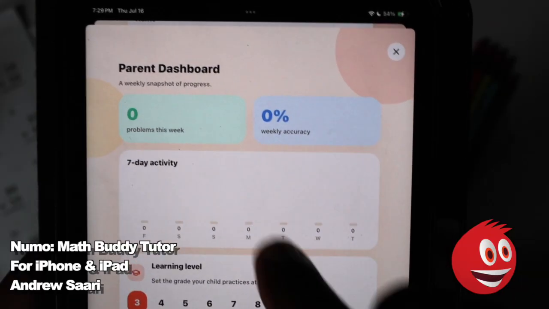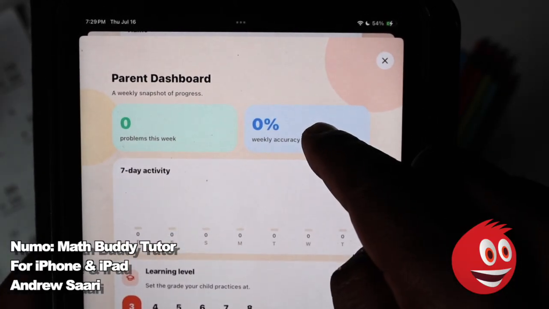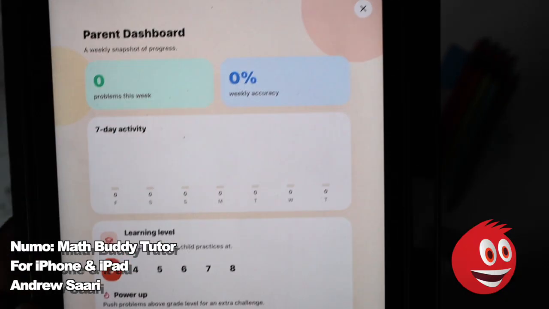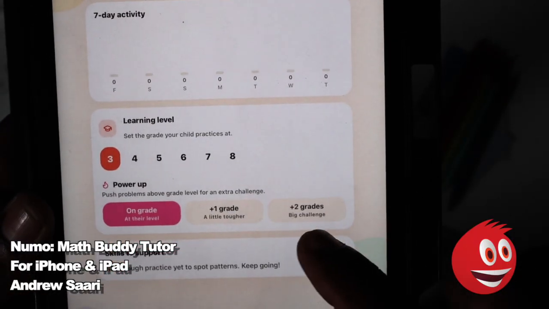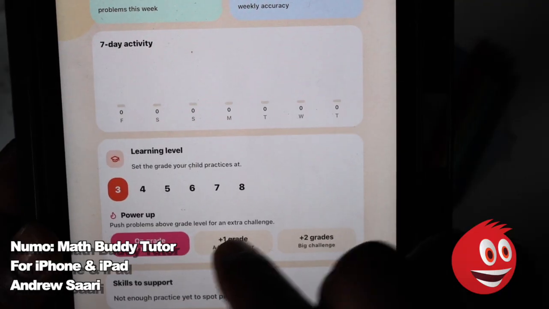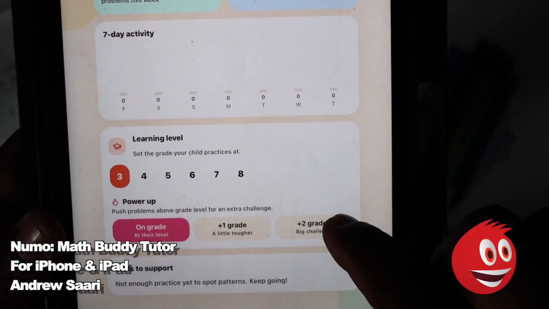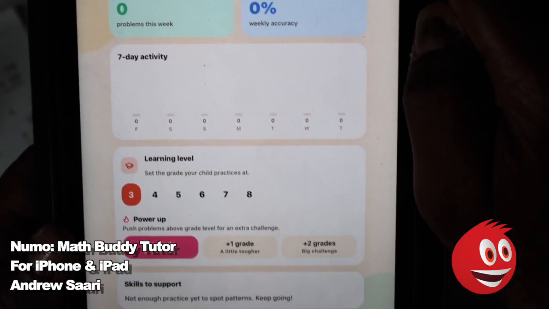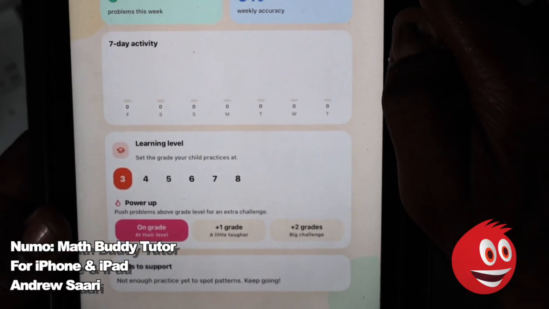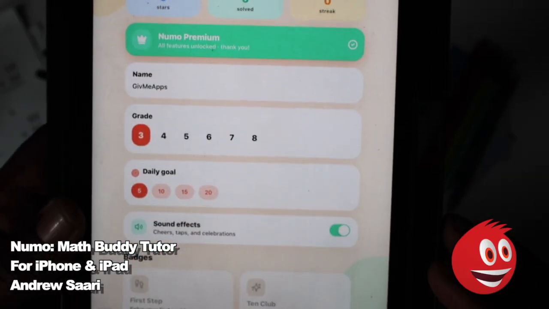You can see there, you have problems this week, weekly accuracy, the 7-day activity. You have a graph there, monitor, learning level. You can see where your kid is at. Your power-ups on grade, +1 grade, +2 grades, a challenge. We're going to go back to our main screen here and get out of the parent dashboard. And there we are. So we're going to show you some other things.